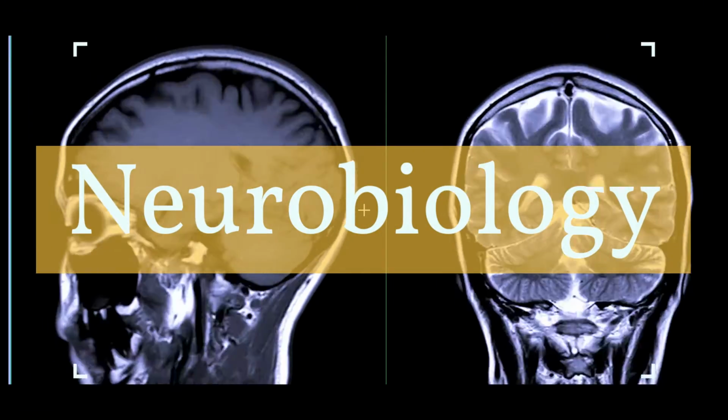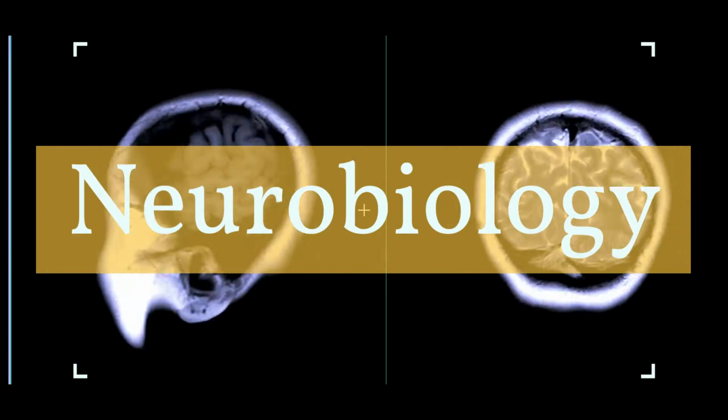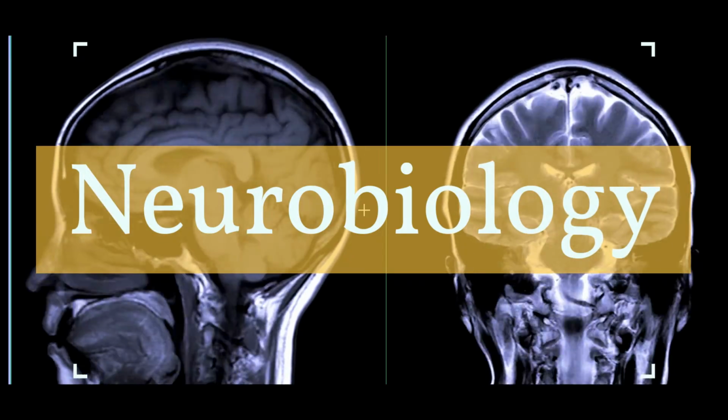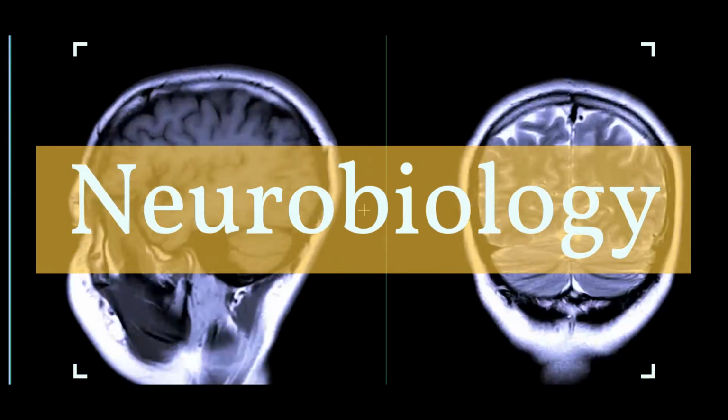Neurobiology. Studies found that certain regions of the brain are often smaller or more active in those with borderline personality disorder. The three areas in particular are the amygdala, the hippocampus, and the orbital frontal cortex.